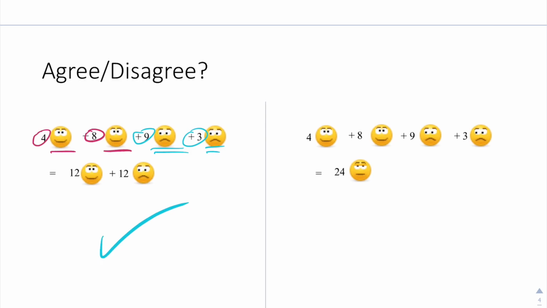We have 2 smiley faces here. Well, really 12 smiley faces, 4 smiley faces plus 8 smiley faces. And we have 9 frowny faces and 3 frowny faces. This is a brand new variable. You can't combine x and y and get z. You can't combine two variables to get a new variable. So no, we don't have 24 of anything here. We have 12 smileys, 12 frowns, and no, we don't have any of these whatever indifferent faces. So this is a disagree.